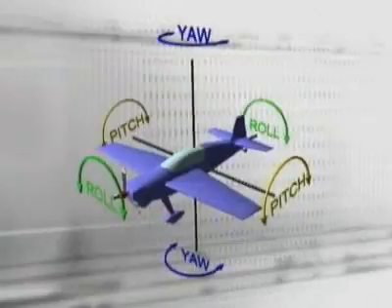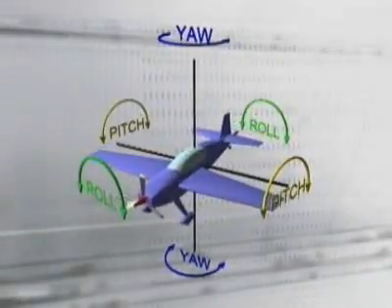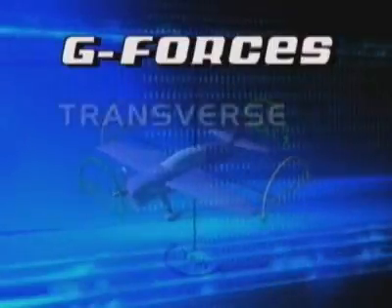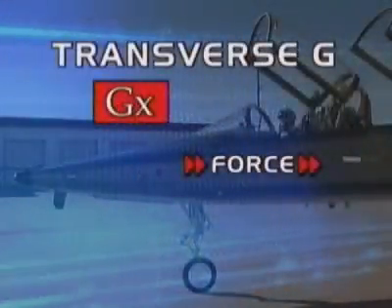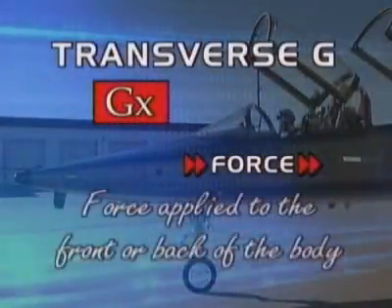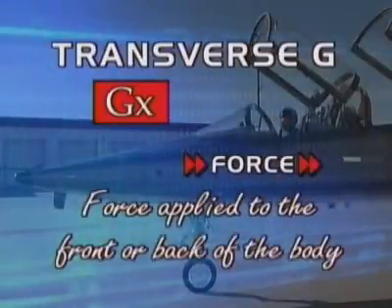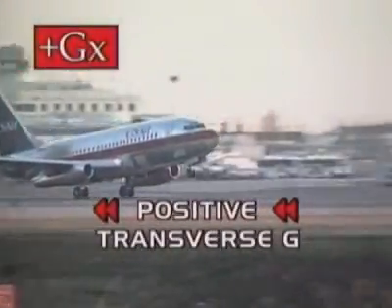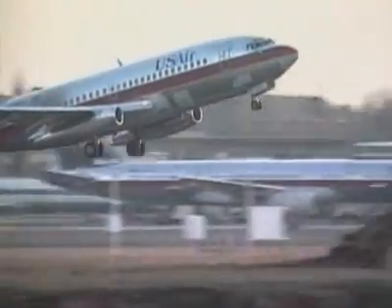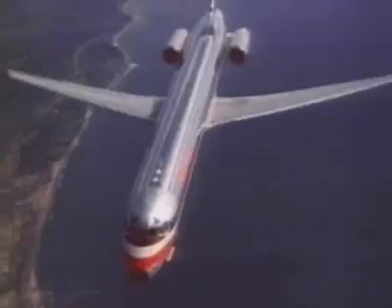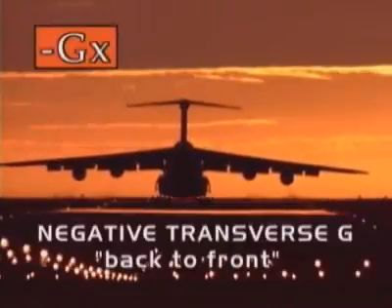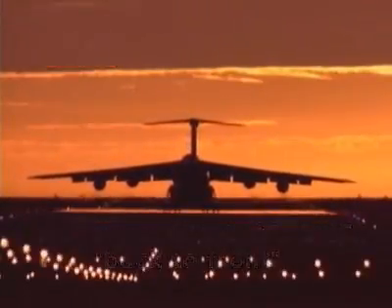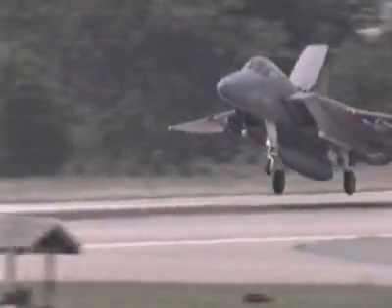The position of the body relative to the acceleration applied allows us to classify G-forces into 3 types: transverse, lateral, and vertical. A transverse G-force is also known as Gx. It is the force applied to the front or back of the body. A positive transverse G, which is front to back, is typically experienced during takeoff and while increasing airspeed during level flight. A negative transverse G, which is back to front, is experienced during landing, in-flight air braking, and while decreasing airspeed during level flight.